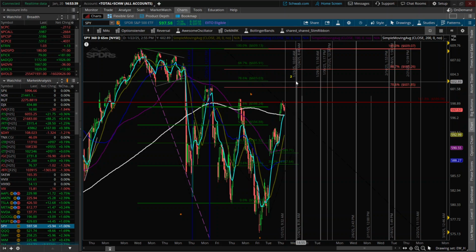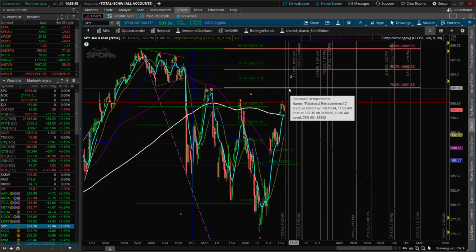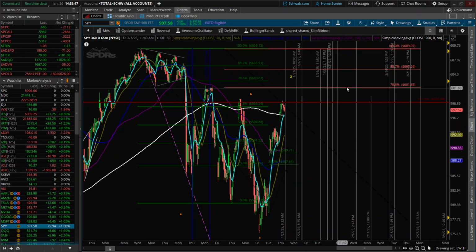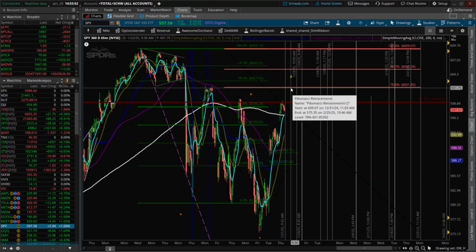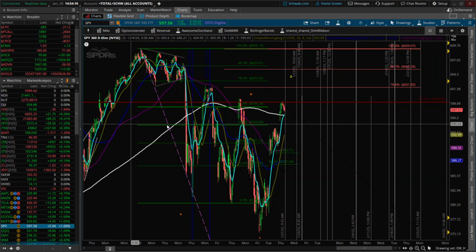Well, we'd let them play out and shave off some of the profits as we go. So we have the 786 right here at that downtrend line that I was talking about, just under 602. I would take half my position off here. And then if price went higher, I would take half off at the 605. But as of right now, price isn't really doing a whole lot. Looking at the futures, we'll see what happens tomorrow.